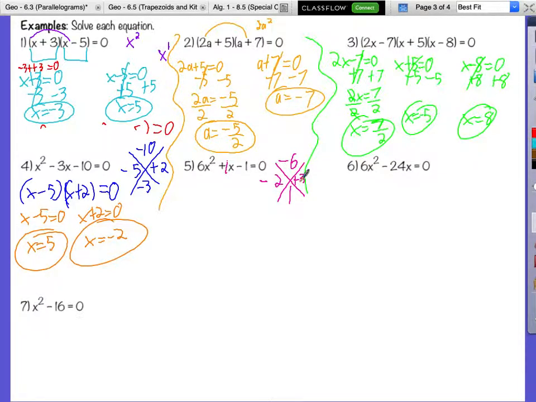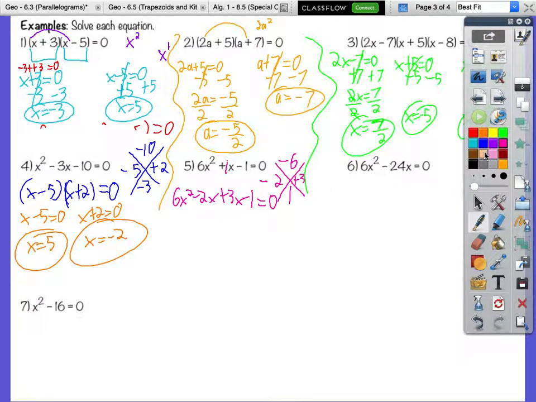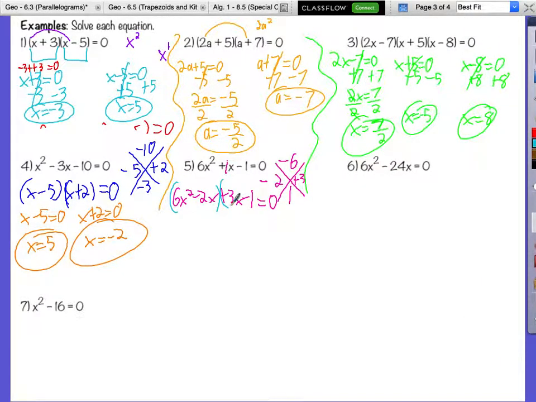So now what would we do? Can we do our shortcut? No. Why not? A does not equal 1. So how would we write this, Justin? 6x squared minus 2x plus 3x minus 1, equals 0. Okay, so now we group it. It's important to note that right now, this is still addition and subtraction. We do not have multiplication yet, because when we group this, we still don't have multiplication.